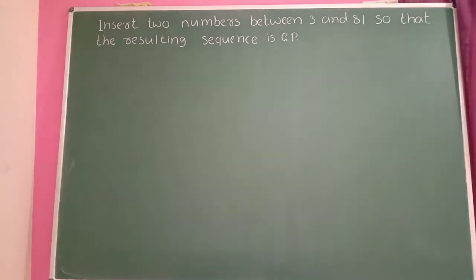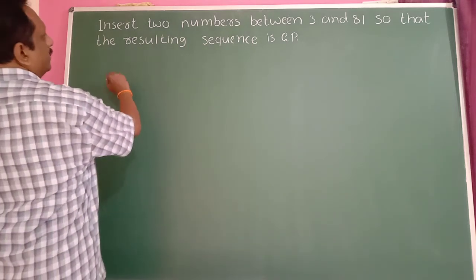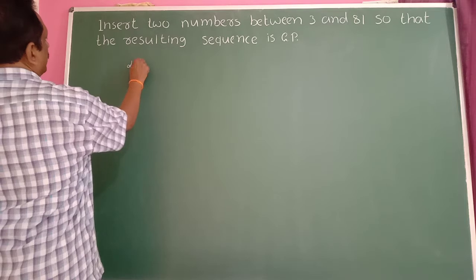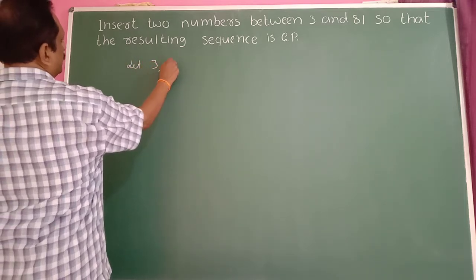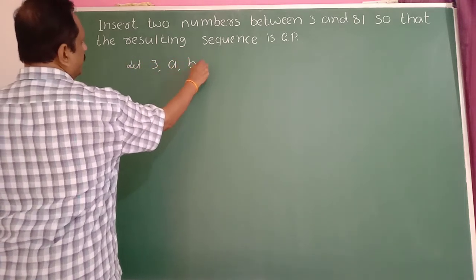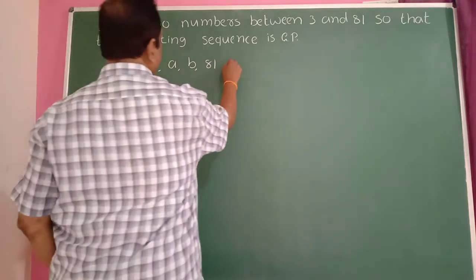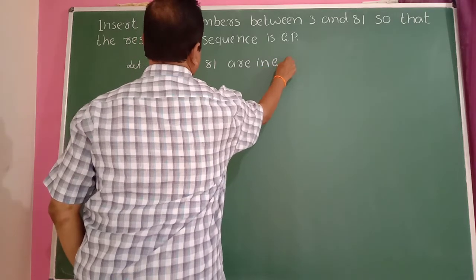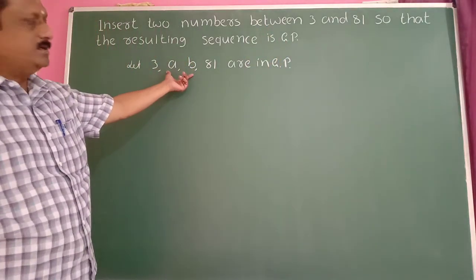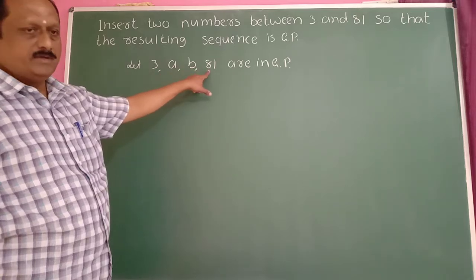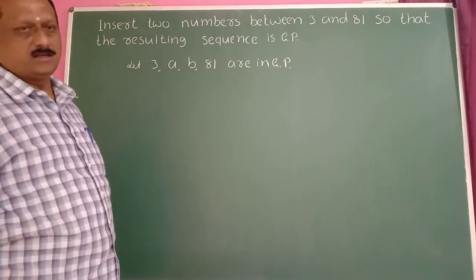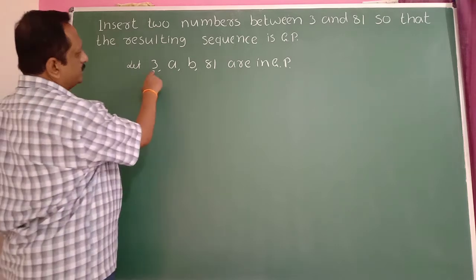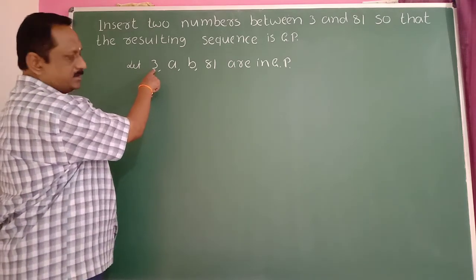So, insert two numbers between 3 and 81 so that the resulting sequence is a GP. Okay. So, let 3, a, b and 81 are in GP. Here these are the two numbers in between the 3 and 81 here. You find a and b values here. Okay. Therefore, this is the first term here. This is the first term.